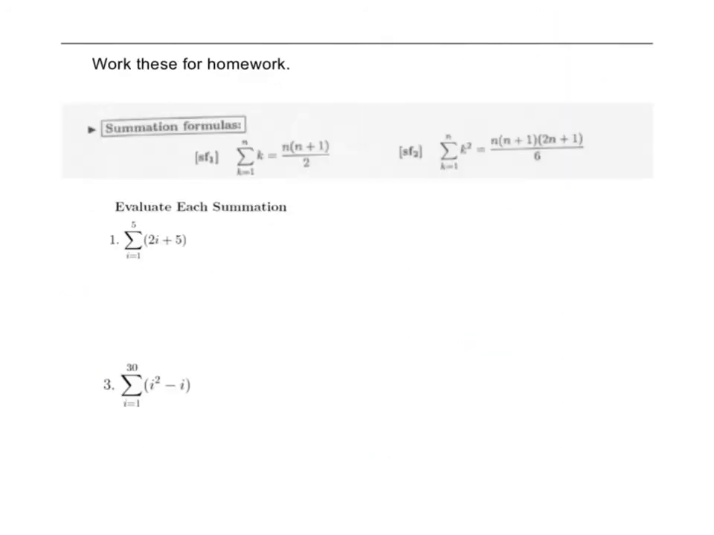Okay, these are the last 2. I would like for you to work these for homework. I do want to get you started so that you can see how they are set up, and then I'd like for you to finish them before class and get the answer from me when you get there.